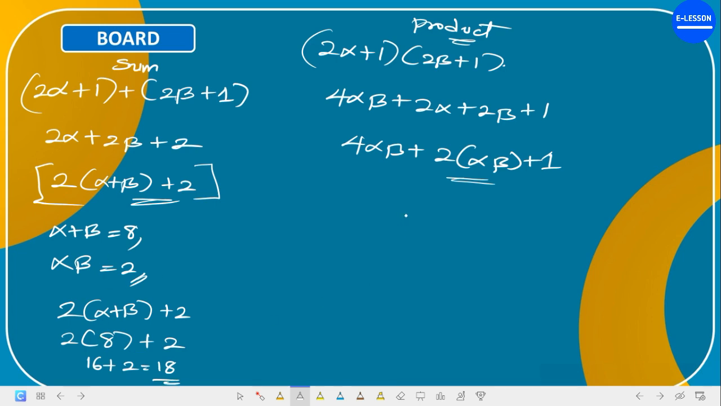Now, we'll come here for the product. Wherever you see alpha beta, put your value. Where's your value for alpha beta? It is 2. So 4 times 2 is 8, plus 2 bracket alpha plus beta, please take note, alpha plus beta is 8, so 2 times 8 is 16, plus 1. 8 plus 16 plus 1 is 25. So your answer for the product is 25. So your sum is 18 and your product is 25. Please remember to indicate all this while you are writing.